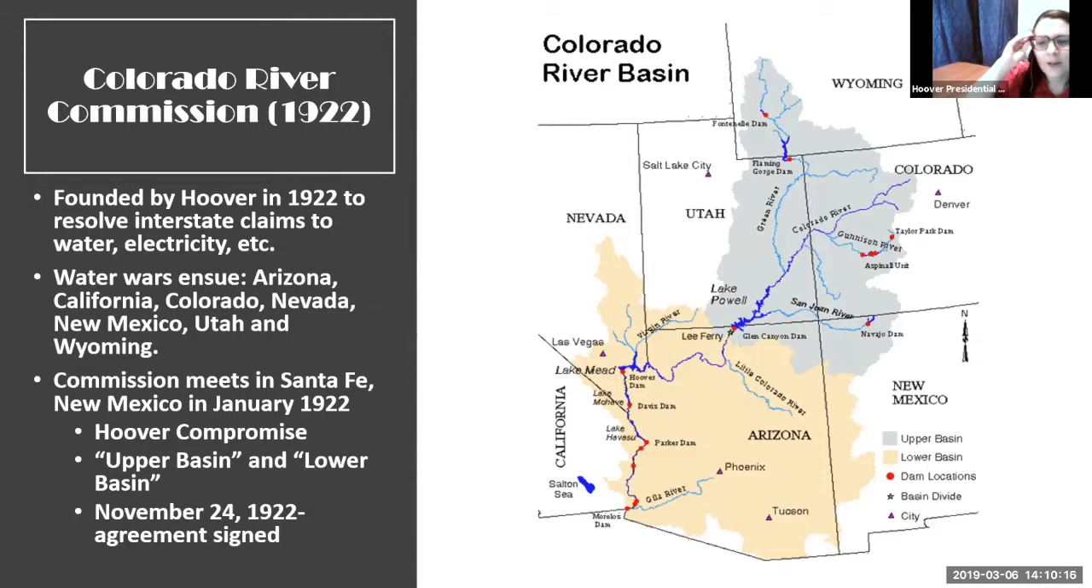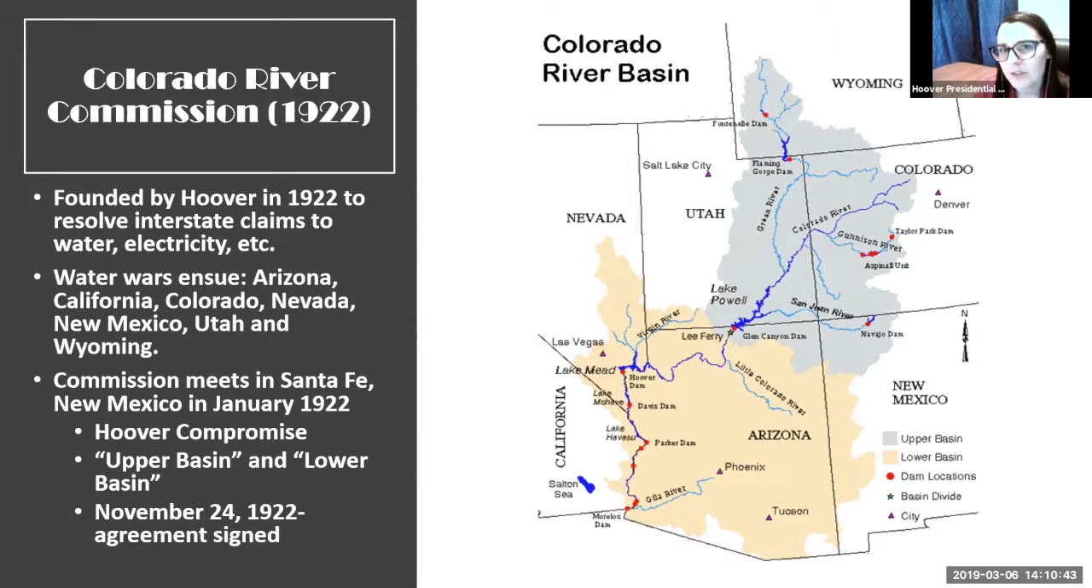So after they start talking about building this dam, water wars ensue. Water is very, very important across the entire globe. Who gets it? How much do they get? What can they use it for? So there are several states that join this fight: Arizona, California, Colorado, Nevada, New Mexico, Utah, and Wyoming. And they start trying to work on this.